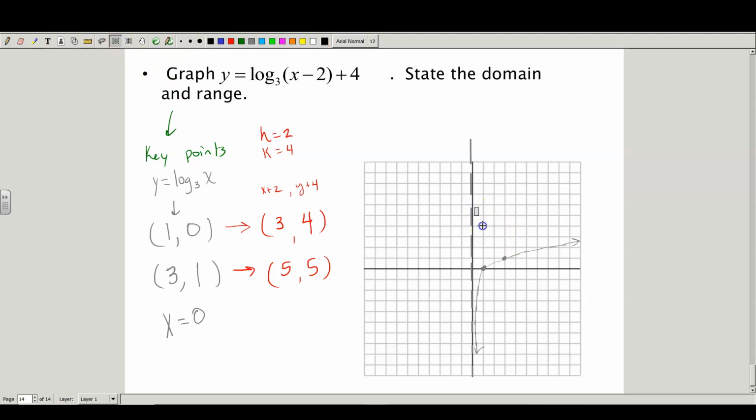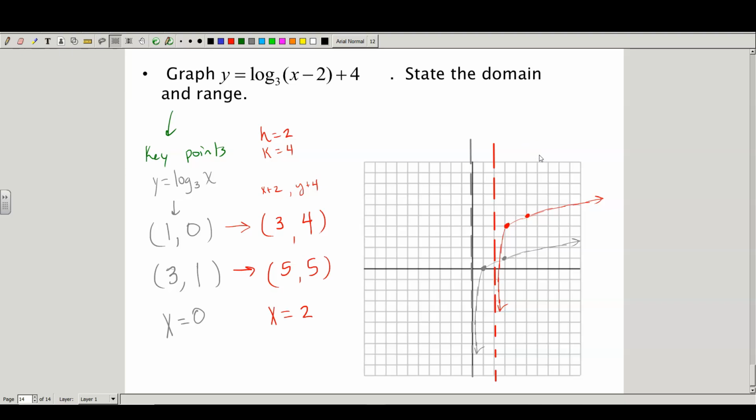So again, the visual here, if I take this base function, I am shifting everything to the right 2, 1, 2, and everything up 4, 1, 2, 3, 4. And there's my new graph. And it should match up with these points that I already have, 3, 4, and 5, 5. Now the asymptote also changes. It's not x equals 0 anymore, it's x equals 2, because I'm shifting everything over to the right 2. So even this asymptote shifts over to the right 2, 1, 2.